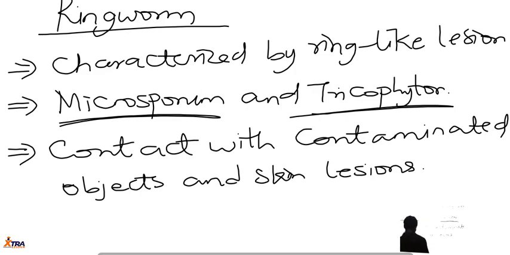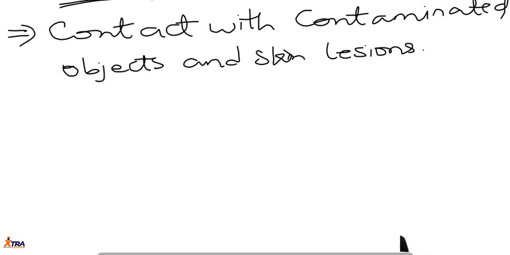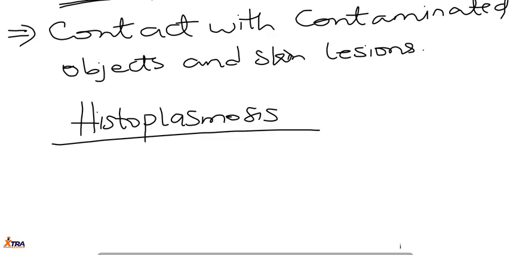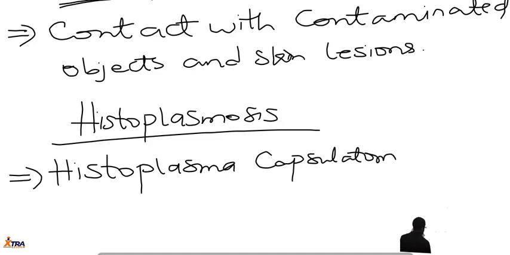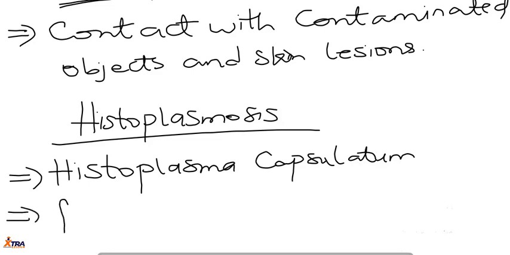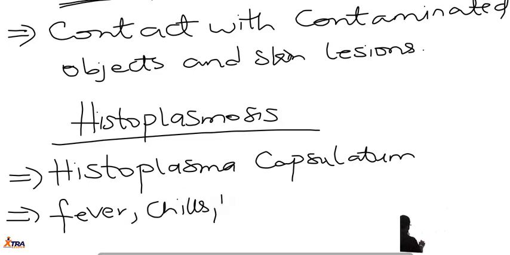Okay. Now you also have histoplasmosis. The causative agent for this is Histoplasma capsulatum. You have this rapid proliferation of Histoplasma capsulatum in the body of the infected individual. That's what is responsible, and it causes this condition called histoplasmosis. People who come down with this present with fever, chills, headache, and body ache.